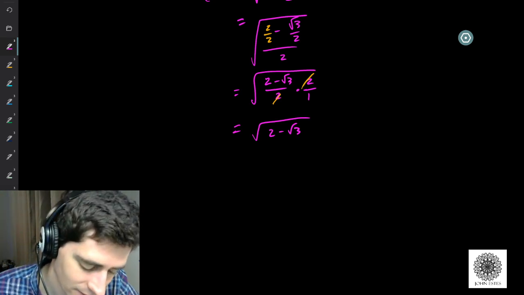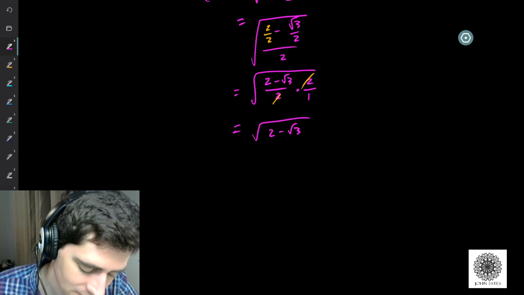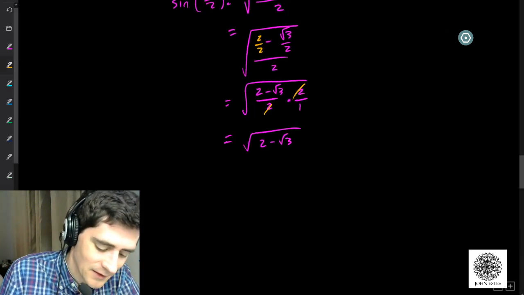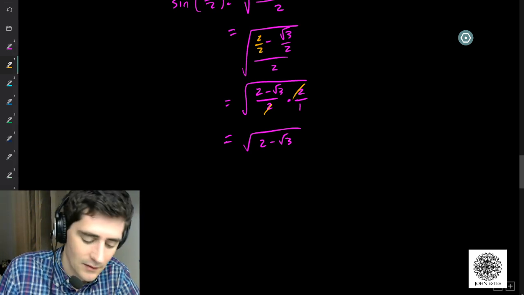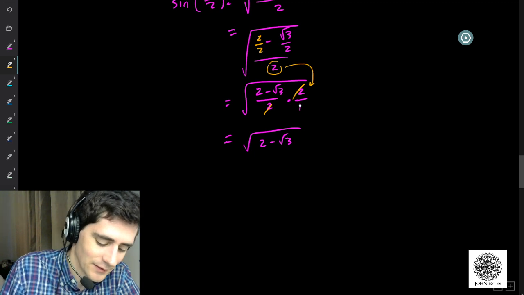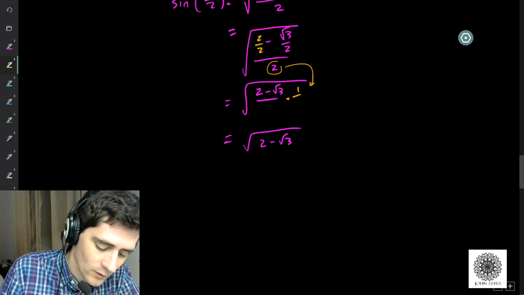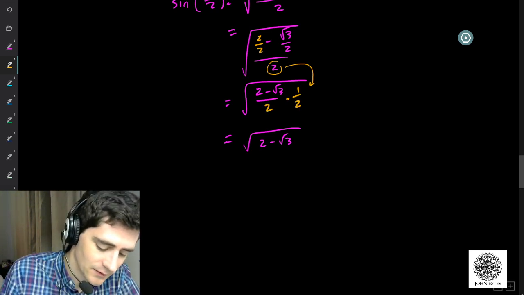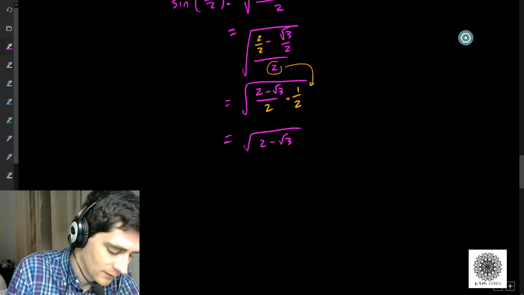And let's see, I think I actually made a mistake here. Yeah, I did. Look, I said dividing by a fraction is the same as multiplying by a reciprocal, right? So dividing by 2 is not the same as multiplying by 2. That's silly. It's the same as multiplying by 1 over 2. So they didn't cancel out.